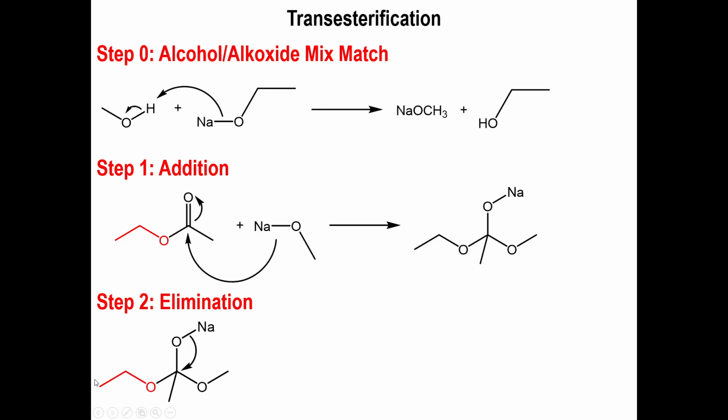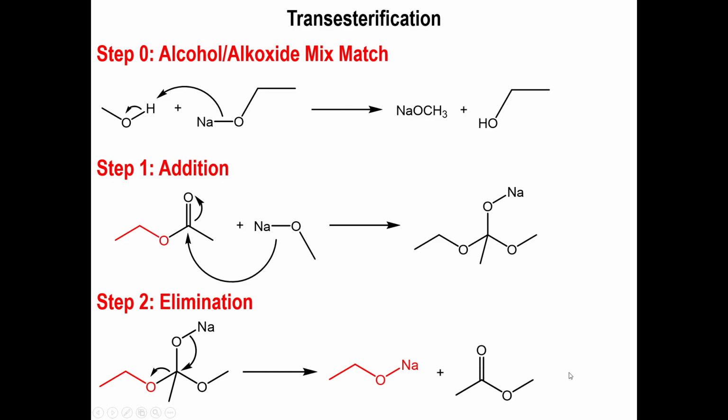And once again, this is not a great leaving group, but just like in the previous example, we are trading alkoxide for another alkoxide. So it's kind of like a neutral case scenario. And then this allows you to form a new ester. The one we had before was an ethyl ester. This is now a methyl ester.